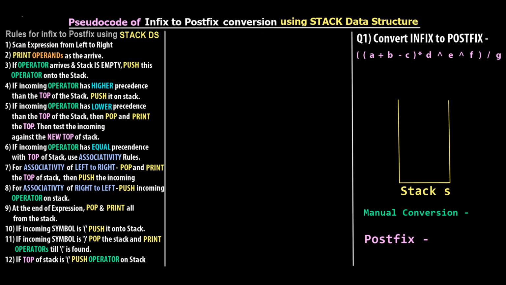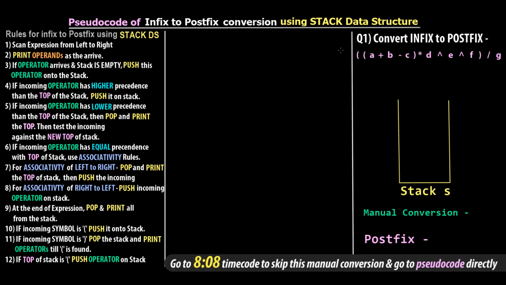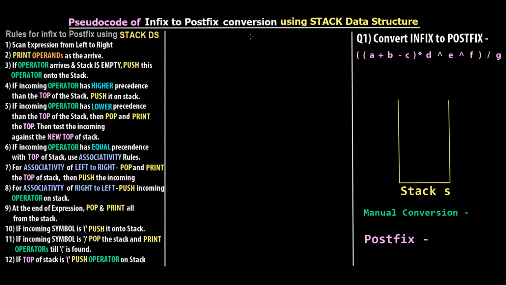Now before we actually see the pseudocode, we have been given this example. It is a fairly complex example of infix which we have to convert to postfix using stack data structure and using the pseudocode. But before that, let's actually manually do the conversion. We've also seen the manual conversion in previous tutorials in this entire DSA course. So quickly I'm just going to write this infix expression over here, and we'll quickly try to manually convert it into postfix.